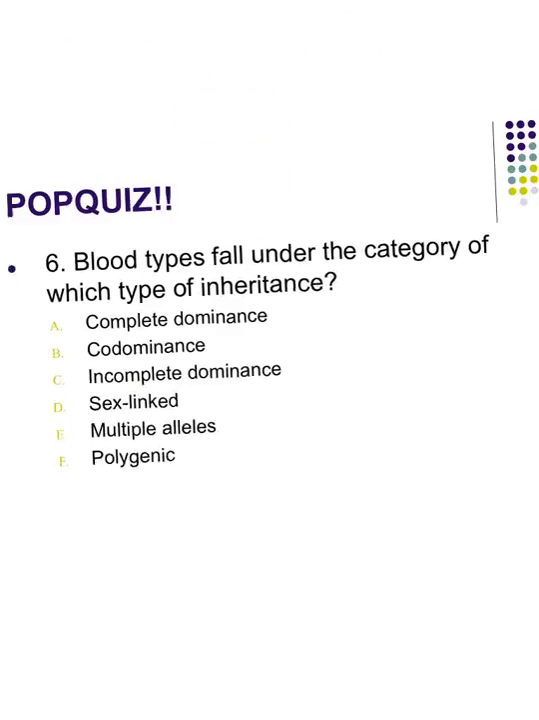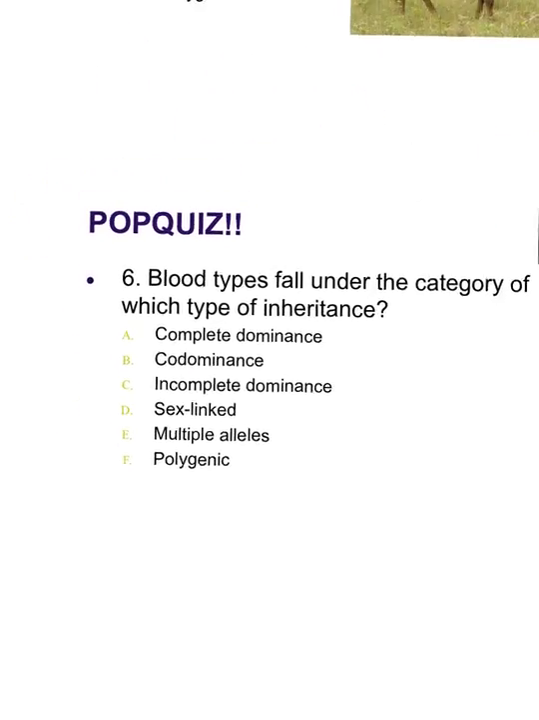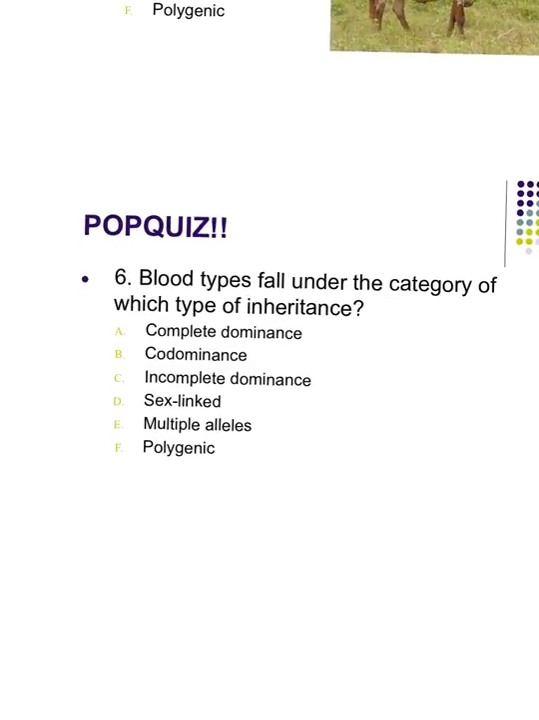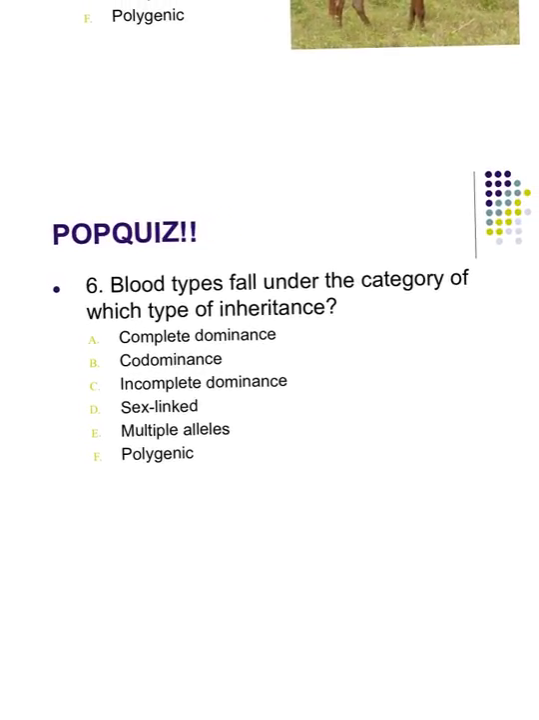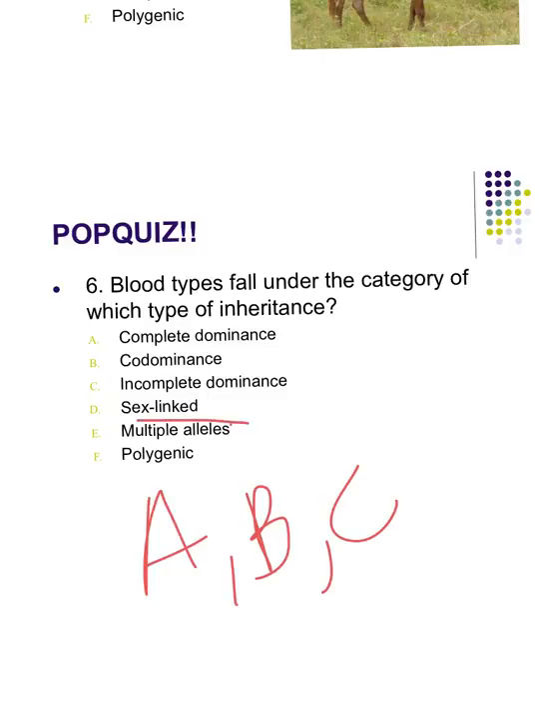Alrighty, last problem. Blood types fall under the category of which type of inheritance? So would that be complete dominance, codominance, incomplete dominance, sex link, or multiple alleles? So remember, how many alleles are there for blood types? There are A, B, and O. That sounds like multiple alleles to me if I ever heard it. So the answer is E, multiple alleles.